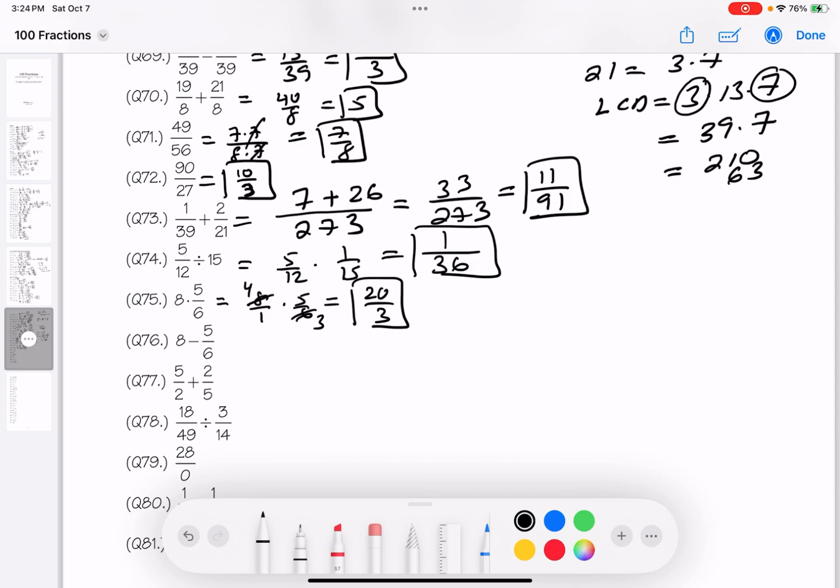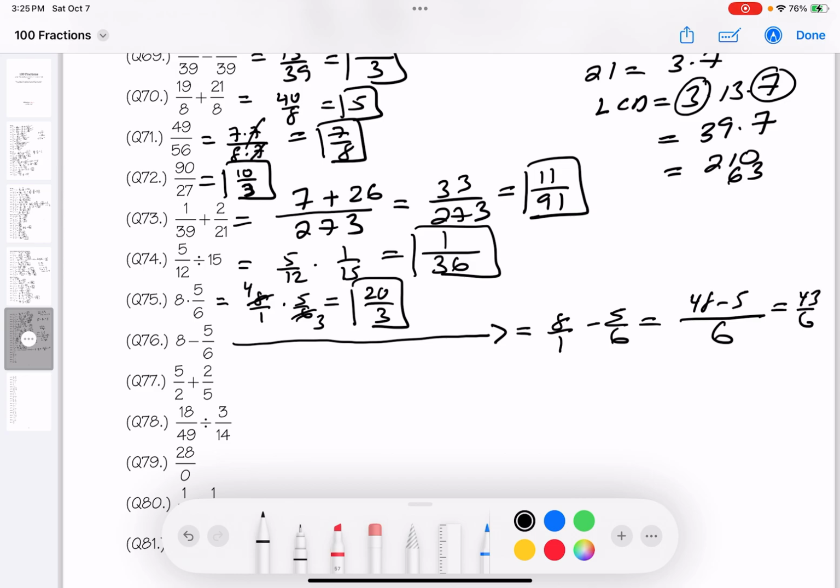And I'm kind of running out of room over here, so I'm going to put this over here. It's going to be 8 over 1 minus 5 over 6. LCD is 6. 6 times 1 is 6. 6 times 8 is 48. 48 minus 5 is going to be 43 over 6. It's an improper fraction, but it's fine to say that.